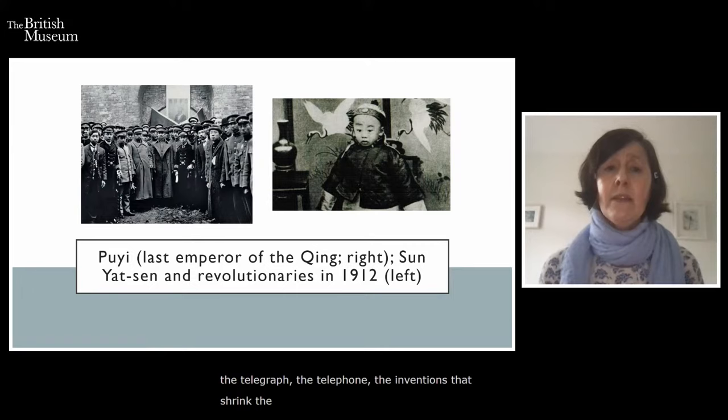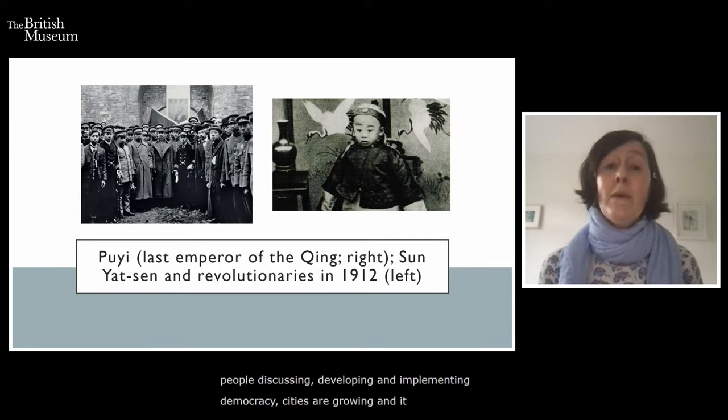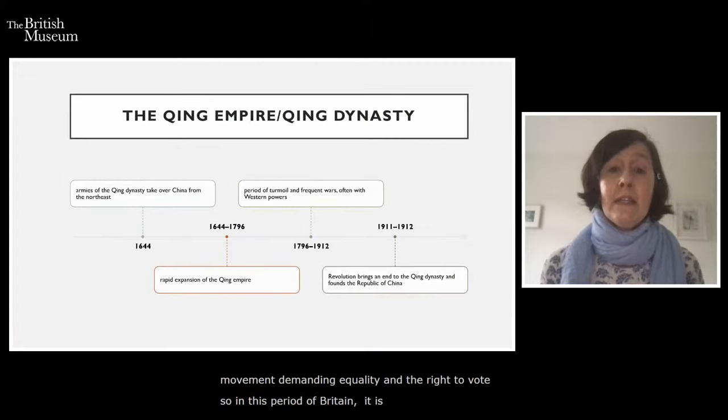This is a time of dramatic political change, people discussing, developing, and implementing democracy. Cities are growing, it's the start of a national education system, and the start of a women's movement demanding equality and the right to vote. So, in other words, in many ways, this period in Britain is the bridge to the world we inhabit now. And the same holds for 19th century China.